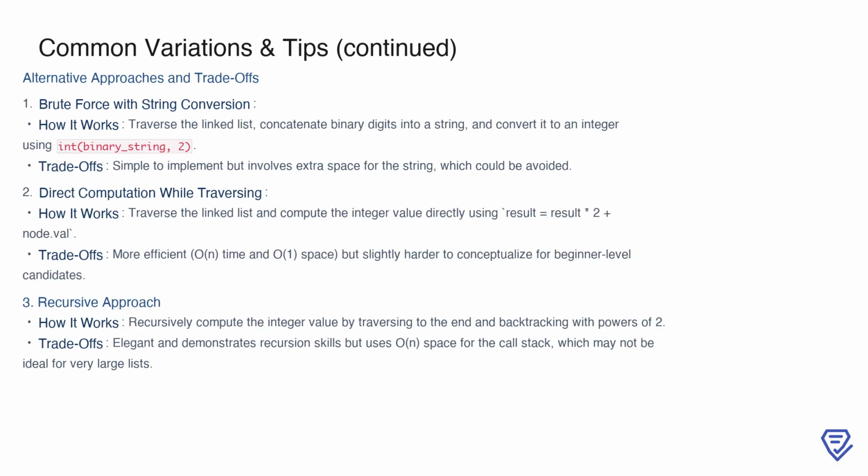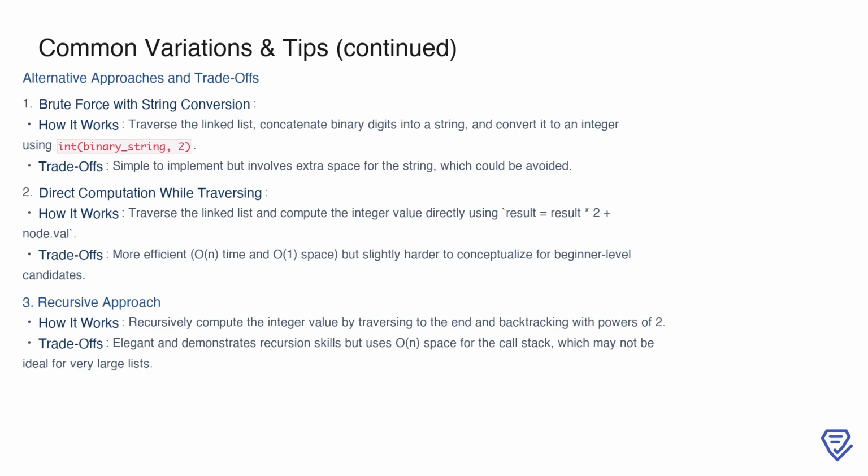There are multiple approaches to solving this problem, each with its own trade-offs. A straightforward method is to traverse the linked list, concatenate the binary digits into a string, and then convert the string to an integer using int(binary_string, 2). While simple to implement, this approach requires additional space for the string. A more efficient alternative is to compute the integer value directly during the traversal using result = result * 2 + node.val. This method operates in O(n) time and O(1) space but may be slightly harder to conceptualize for beginners.